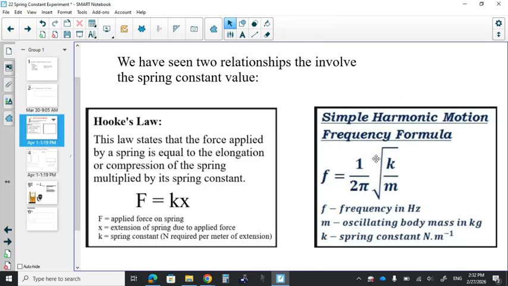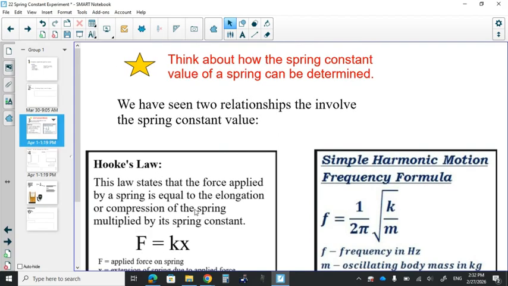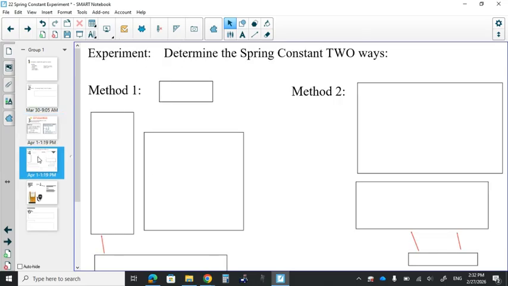The other relationship that we looked at afterwards was simple harmonic motion, and we found out that it's got this kind of a cool equation. There's a relationship between the frequency, the spring constant, and the mass that's bouncing up and down on a spring. All right. So with those two things in mind, you have an idea of how you could do this. I think it's pretty obvious at that point, I hope.